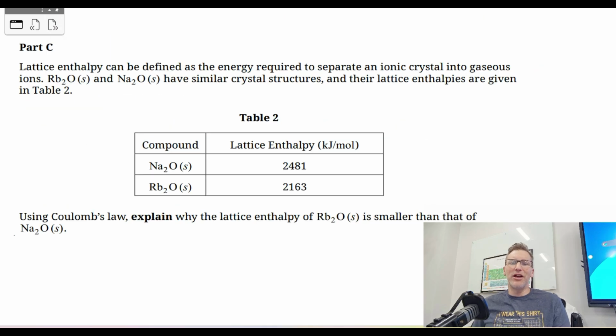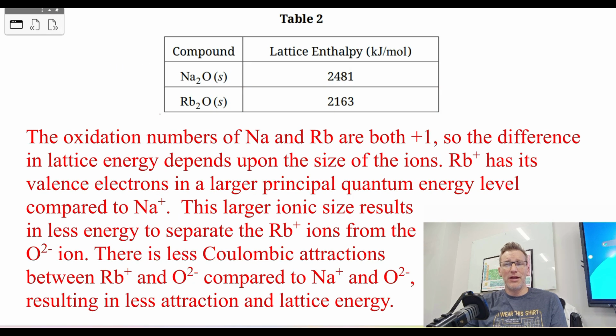Part C was finishing us off with lattice energy. You can see the Na2O has a greater lattice energy, 2481, compared to the Rb2O. Man, they love their rubidium in this exam. And they wanted to ask why. Well, using Coulomb's law, which deals with charges and the distances, the sizes. The oxidation numbers of sodium and rubidium are both +1, and the oxygen is -2 in both.